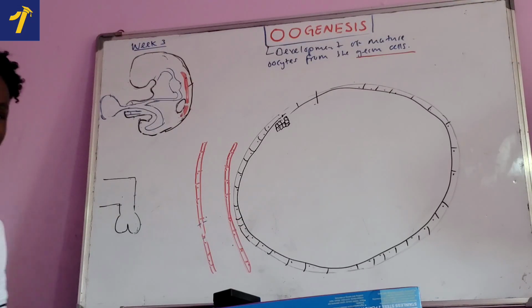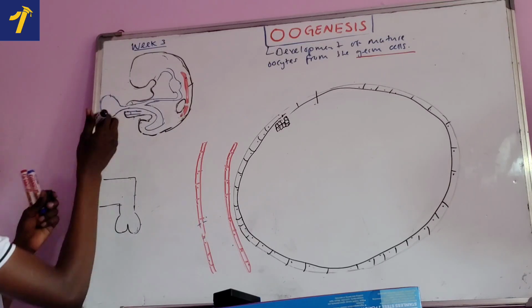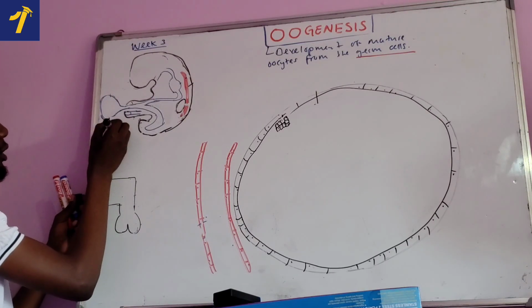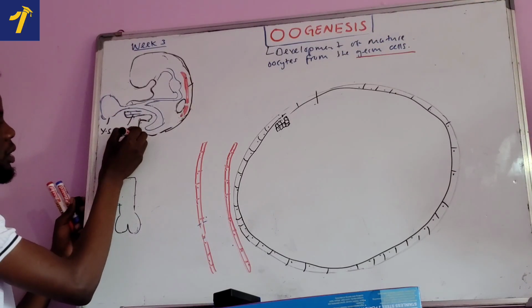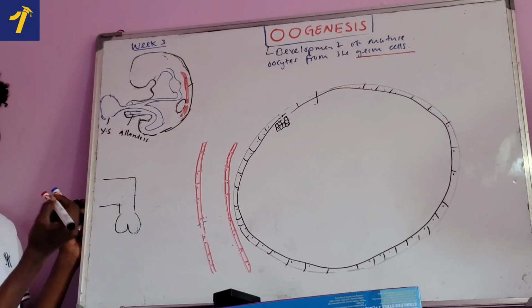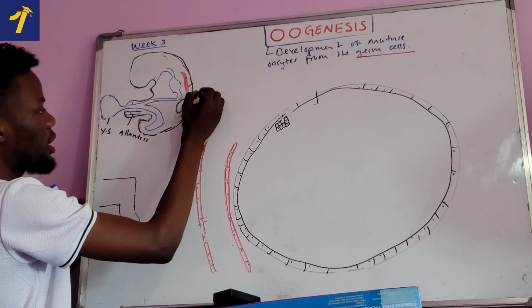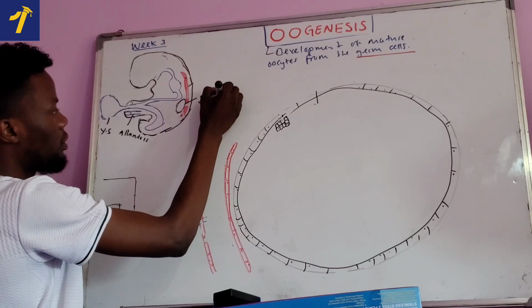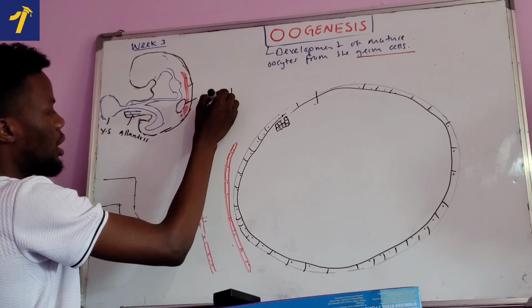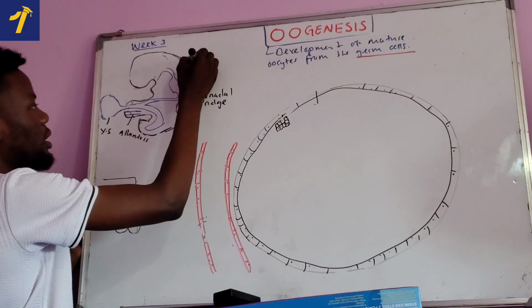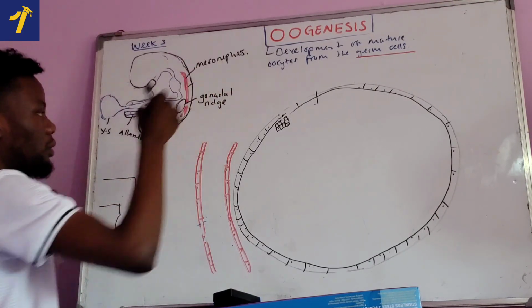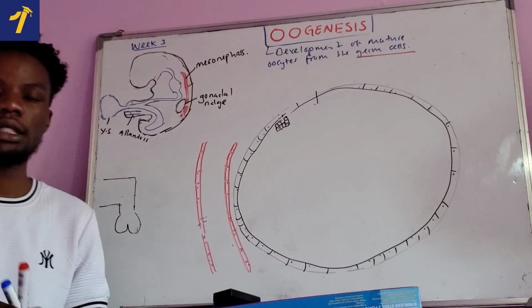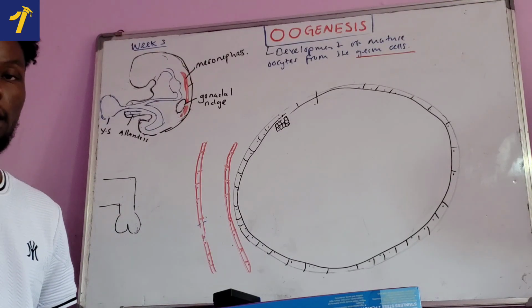So now let us look at the important structures of a fetus around week 3. You've got the yolk sac. This important structure is what we call the allantois. We'll look at the importance of that. And we have this important structure which we call the gonadal ridge. Then the last one is the mesonephros. These are the important structures that are going to help us understand oogenesis.